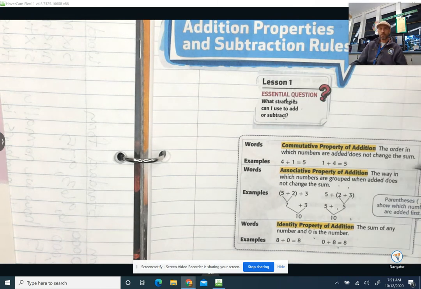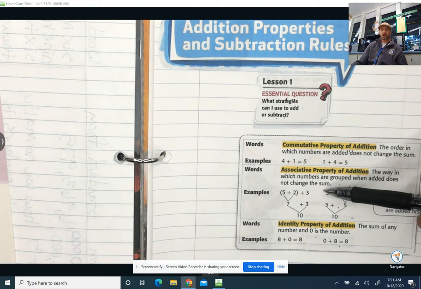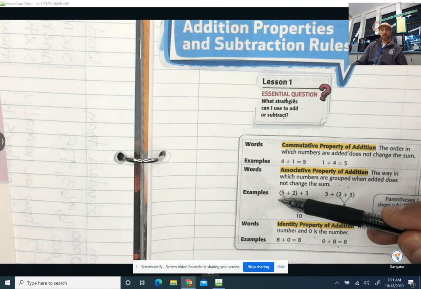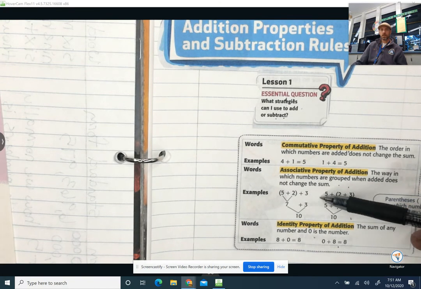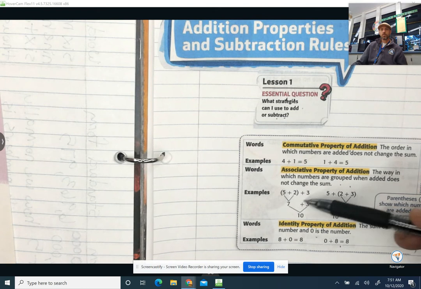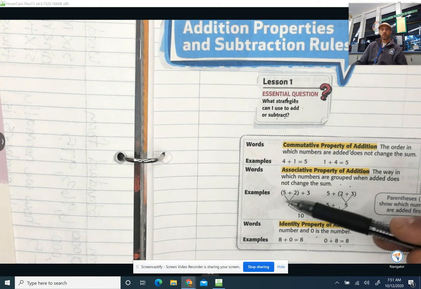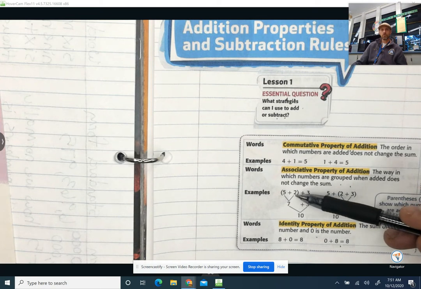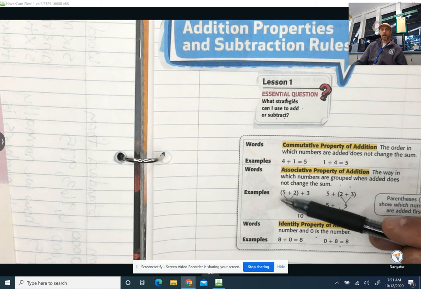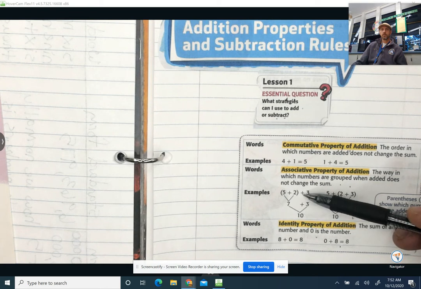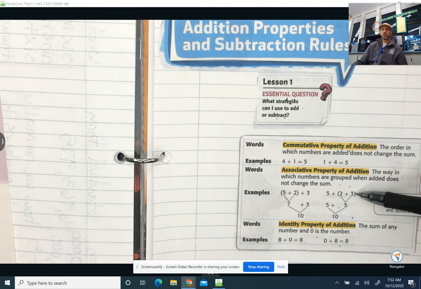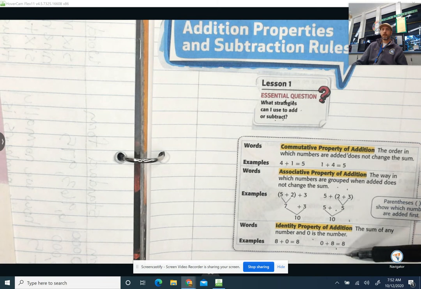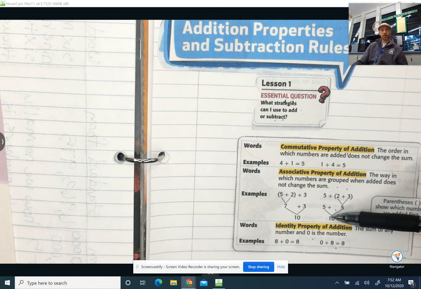When we're talking about addition, the associative property of addition, the way in which the numbers are grouped when added does not change the sum. It doesn't change the answer. What does that mean? So in both of these number sentences here, you have 5 plus 2 plus 3. The only difference between these two number sentences is what they chose to add first. Here they added the 5 plus 2 first and then decided to add the 3. Here they added 2 plus 3 and then add the 5. And it all comes down to preference.